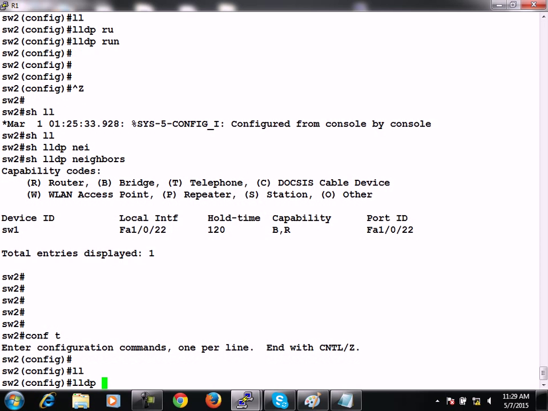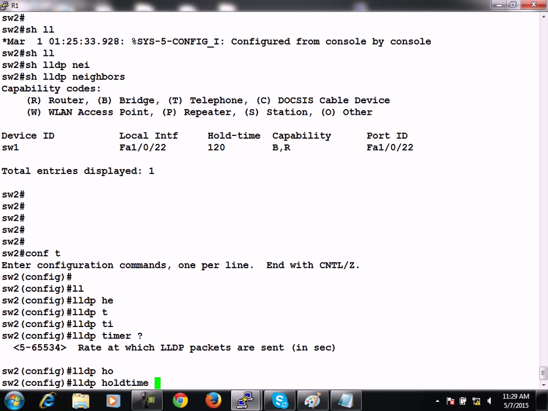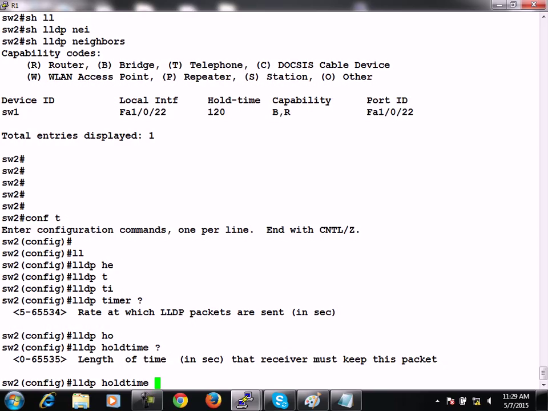If you want to change some parameters of LLDP, there is the timer, the rate at which LLDP packets are sent; you can change it accordingly, right? Then LLDP hold time, by default 120 seconds, you can change it from here. So I hope that now you have understood. It is completely the same as CDP. Even the commands are the same, like CDP run, LLDP run, CDP enable, LLDP enable. Here, in place of CDP enable, we have LLDP transmit and LLDP receive. So in this way, you can do configuration related to CDP and LLDP.